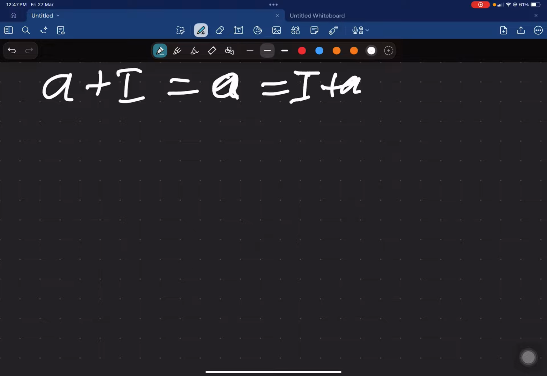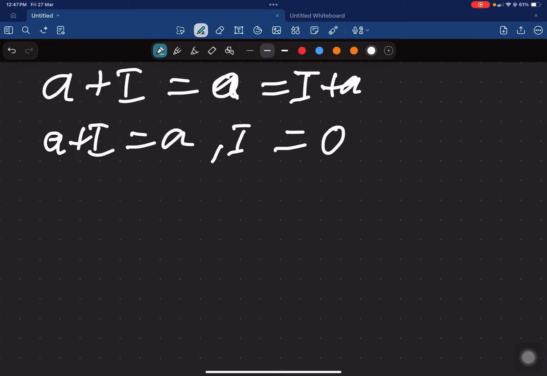So let me illustrate it over here. a plus I should be equal to a, and the identity property requires that your operation is commutative. So a plus I should be equal to I plus a, and all should be equal to a. Now let's take one side of the equation and solve; we'll get the same result. So a plus I being equal to a, when we solve for I, we get 0. So the identity element in addition on the set of integers is 0. So 0 is the unique integer we are talking about for addition on the set of integers.